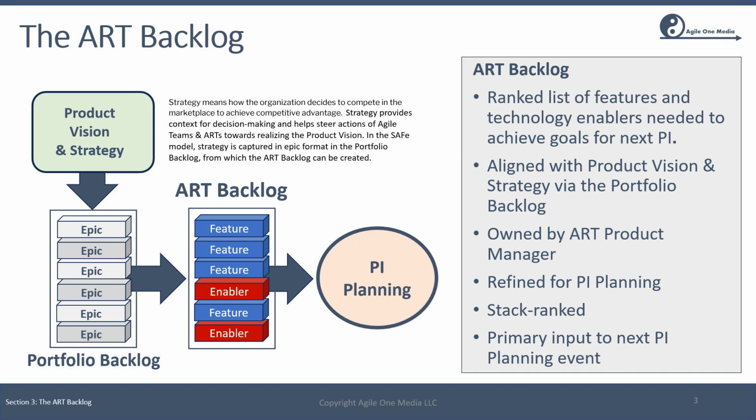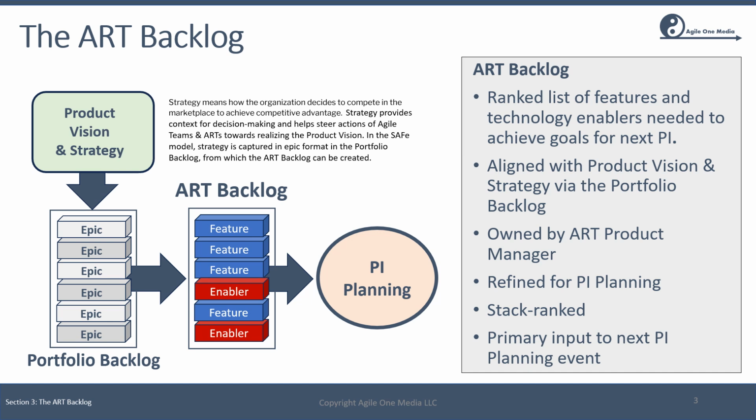Strategy basically means how the organization decides to compete in the marketplace to achieve competitive advantage. So strategy acts as a filter for what kinds of high-level business goals or initiatives should be pursued by the organization. And in SAFe, we use the portfolio backlog to track these initiatives. It should also be noted that whether we have a multi-product business or a business focused on a single product, we still capture high-level business goals in something called the portfolio backlog.